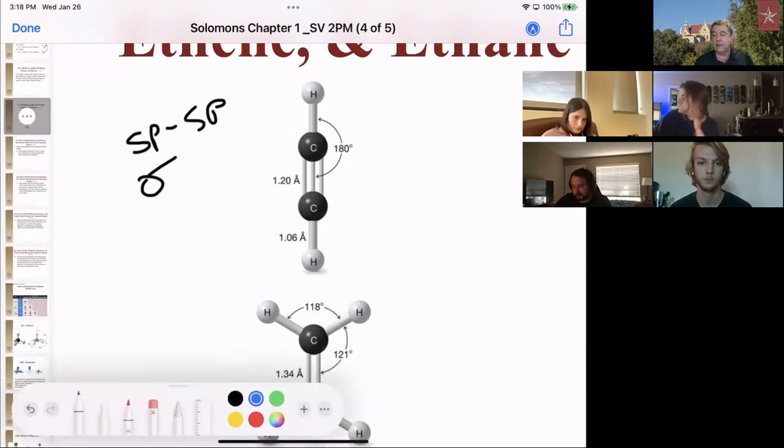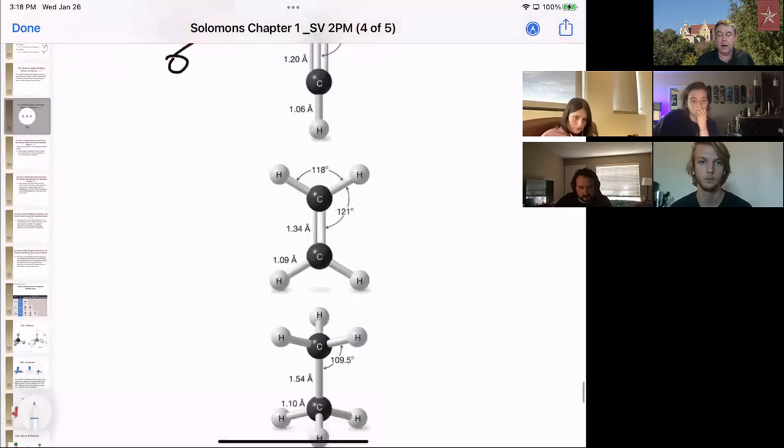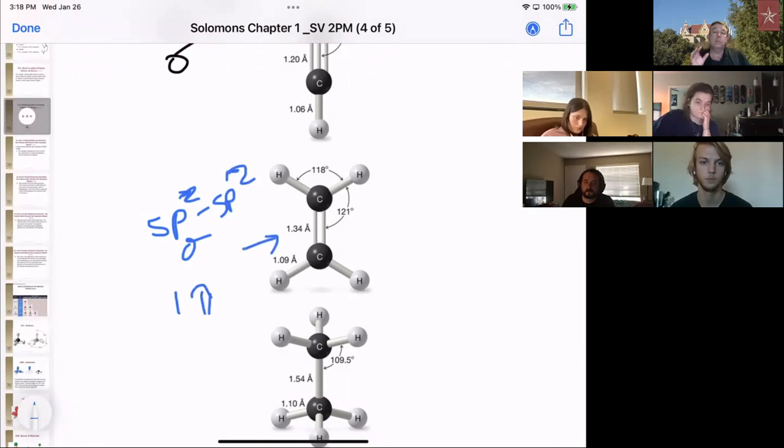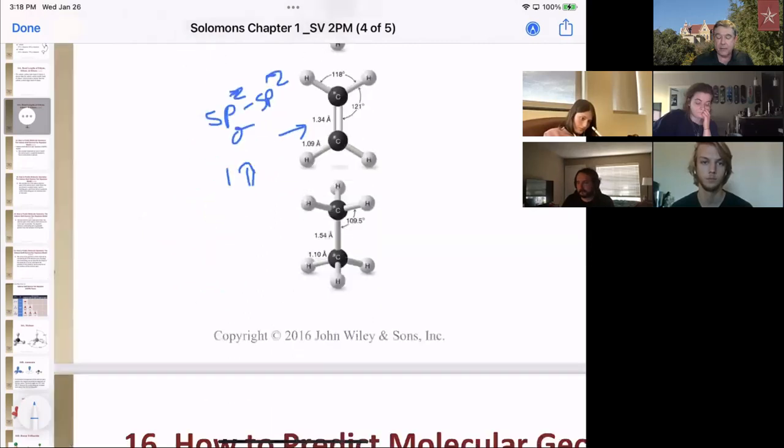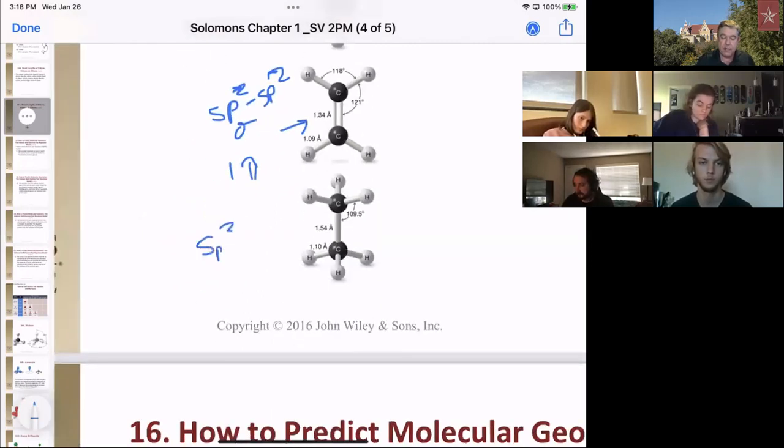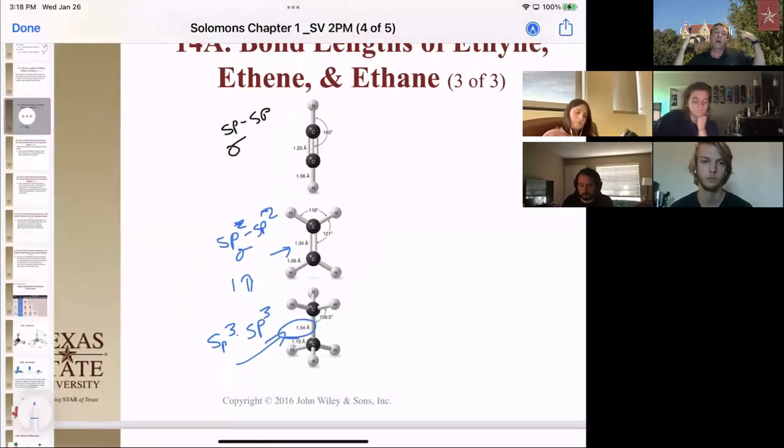Now, in the case of sp2, so we have an sp2 hybridized sigma bond and 1 pi bond, we have a bond length of 1.34. So it's 0.14 angstroms longer. And if we have sp3 to sp3, we have the longest one at 1.5. So as we go to hybridizing fewer and fewer p orbitals, we get shorter and shorter bond lengths. All right, questions about that?